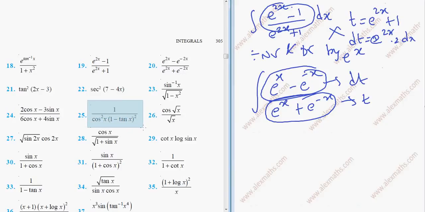This is cos square x. You take it to the numerator, so it becomes secant square x by 1 minus tan x whole square. Take 1 minus tan x as t and continue. Here root x is t. Here inside the root term, that is sin 2x is t. Here inside the root term 1 plus sin x is t. Here if I take log x as t, differentiation of log x is 1 by sin x into cos x using the chain rule. So it will become cot x, this will become dt. Okay, so this is another usual method. Here inside the square, that is 1 plus cos x is t.